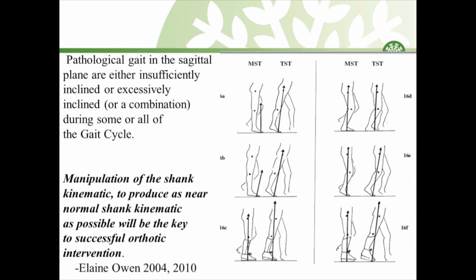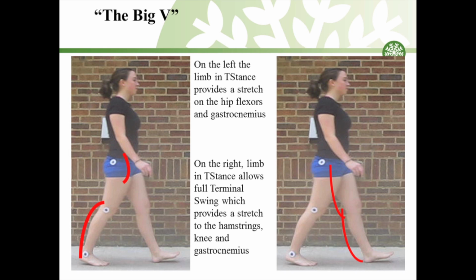So Elaine likes to classify pathological gait based on shank kinematics, and she's mainly looking at the inclination of the tibia, and speaking in terms of whether they have insufficient inclination or excessive inclination. So insufficient inclination would be where you've got hyperextension at the knee, a jump gait, this kind of thing, and excessive inclination is the crouch gait. And you're going to make different orthotic decisions based on those. And the goal being to get a big step length, full hip extension and knee extension, where you get a big step, what she refers to as the big V, an active stretch of the hips and the knees in gait.